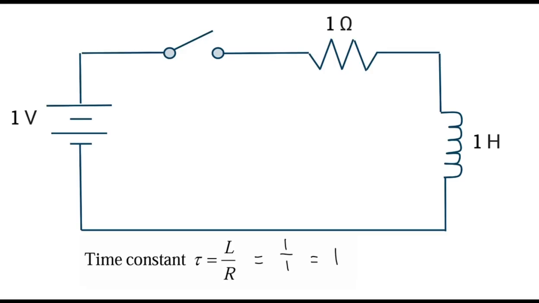In this circuit, we have one battery, one resistor, and one inductor, all at 1 respective to their values. Looking at this circuit, we can see that the switch is open, meaning no current is flowing. Furthermore, we can also calculate the time constant to be 1 using the equation shown below. But what would happen if we were to close the switch?